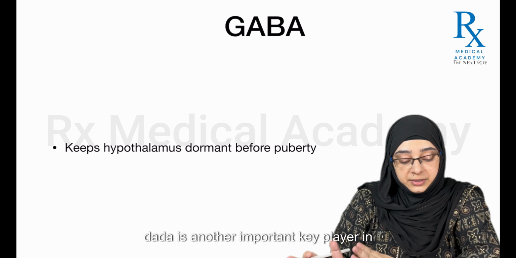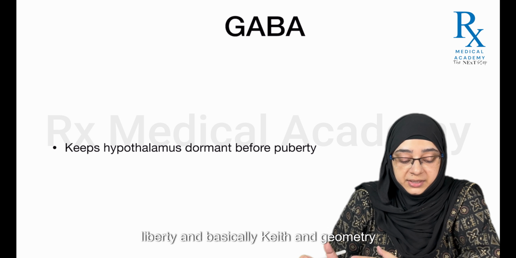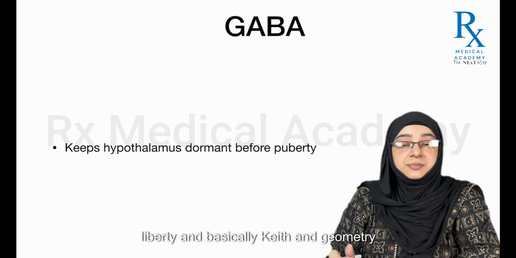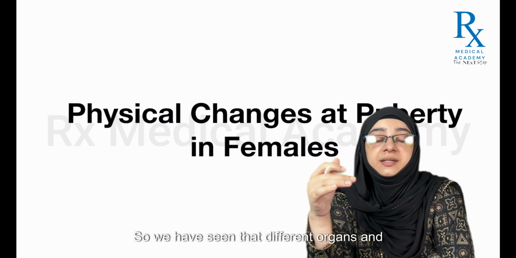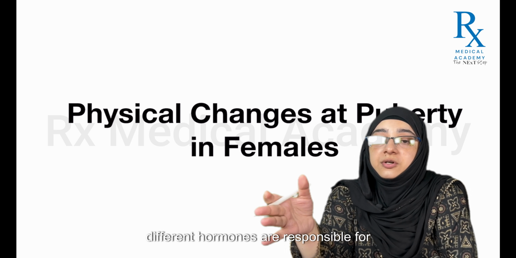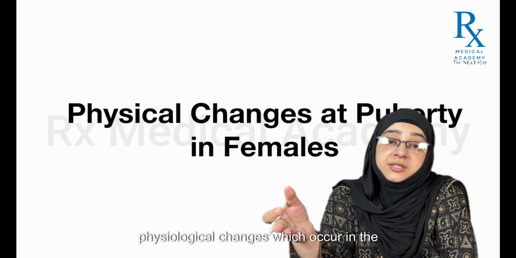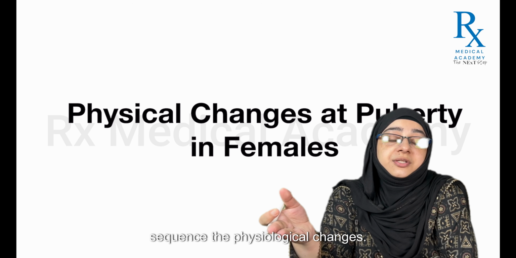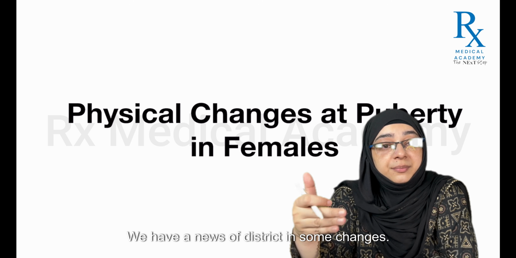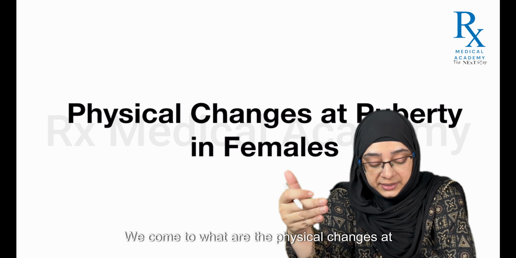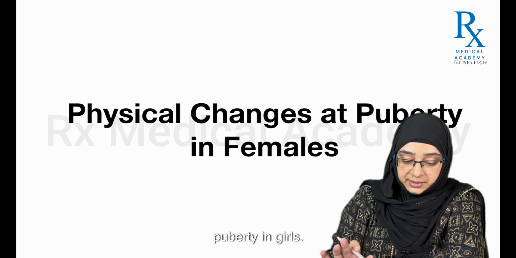GABA. GABA is another important key player in puberty, and basically it keeps the hypothalamus dormant before puberty. So we have seen that different organs and different hormones are responsible for initiation of puberty. We have seen the sequence of physiological changes which occur, and we have discussed the importance of remembering the sequence of changes. Next, we come to what are the physical changes at puberty in females.